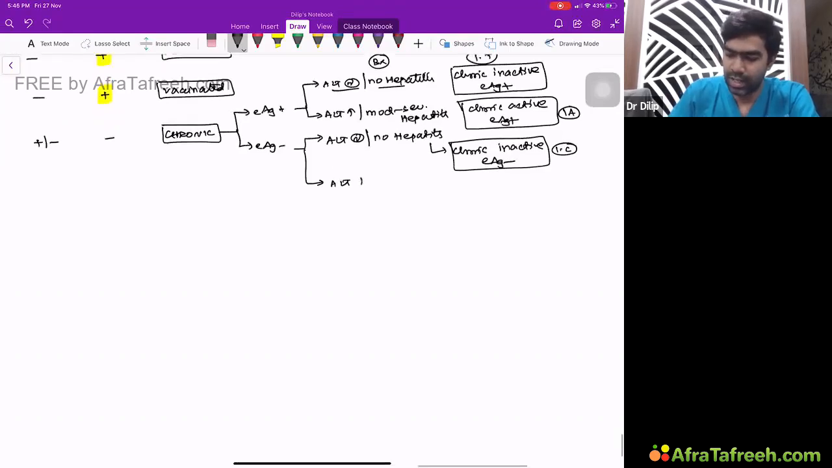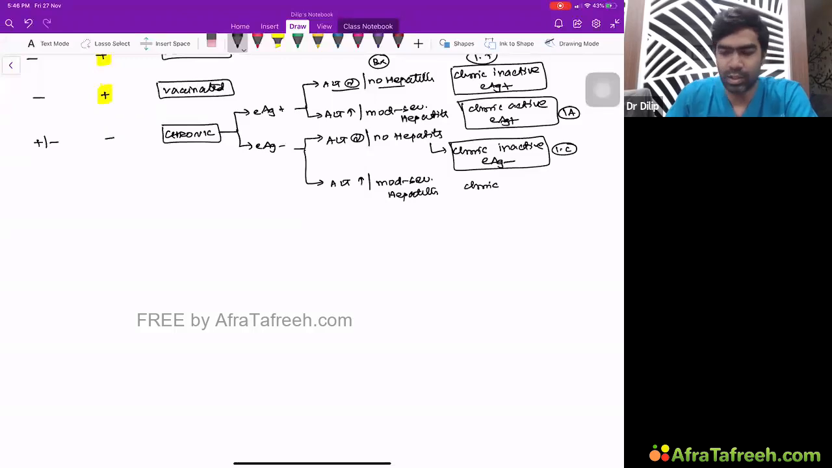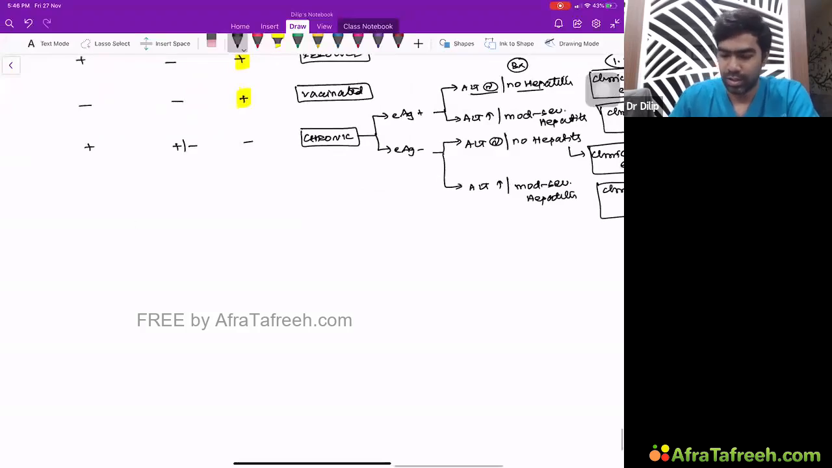And if ALT is elevated and biopsy shows moderate to severe hepatitis, these patients are the ones which in pathology will be called chronic active hepatitis, E antigen negative. This is what we actually called the immune escape phase, to be honest. So this is how it is.